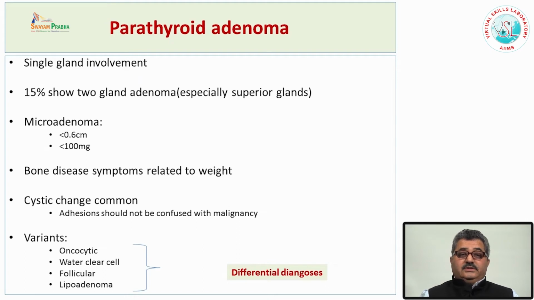There are some variants of adenomas: oncocytic, water-clear cell, follicular, and lipoadenomas. They have no clinical significance except from the pathologist's point of view, that sometimes, for example, the follicular adenoma may resemble a follicular neoplasm of the thyroid gland. So they all have value in the differential diagnosis from close mimics.